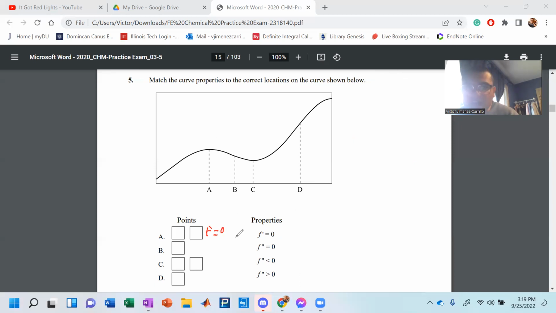And it's also concave up. So we're going to go with f double prime greater than 0. Now for point B, we'll get to that in a second. But Dominic actually knew this question. What does B and D mean?